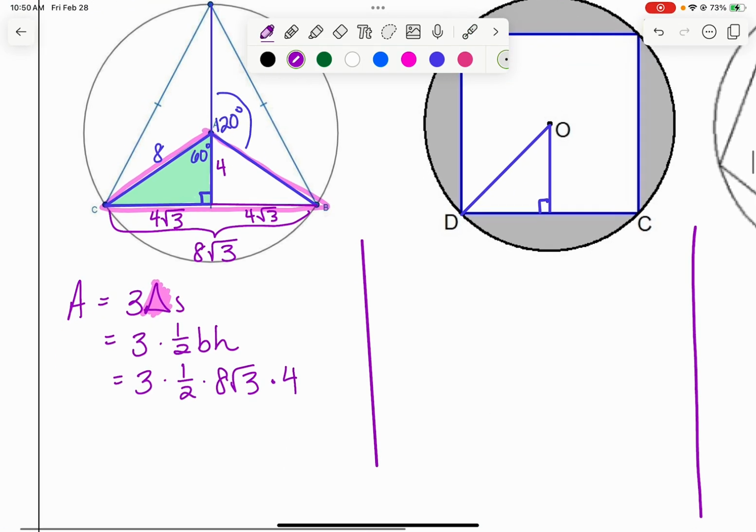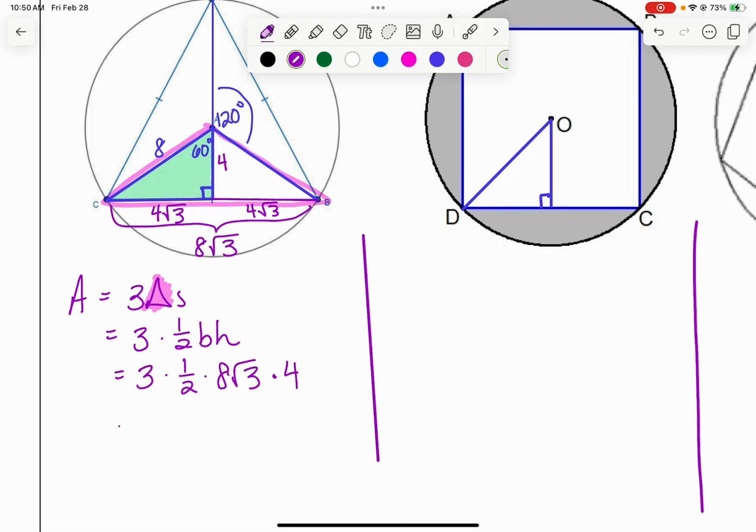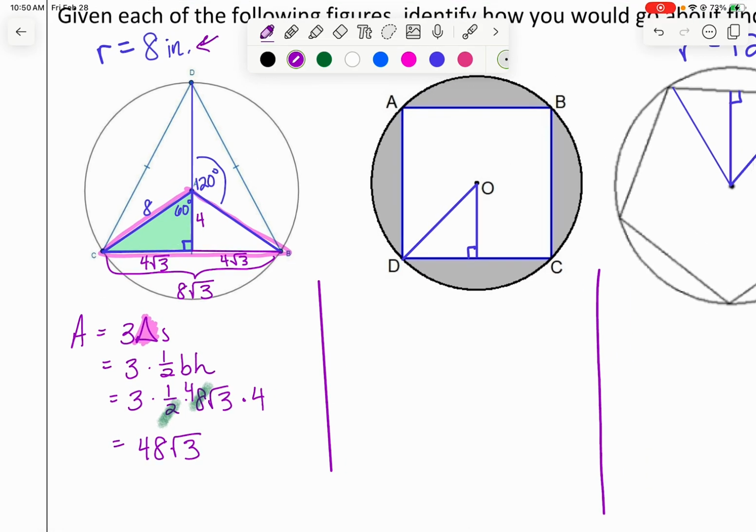And then we are going to leave our answer in simplest radical form. I would cancel the 2 into the 8 first to get 4. And then 3 times 4 is 12, times 4 is 48. So 48 root 3. Do not drop your units, which from up here, we were given inches. And because it's area, it's inches squared.